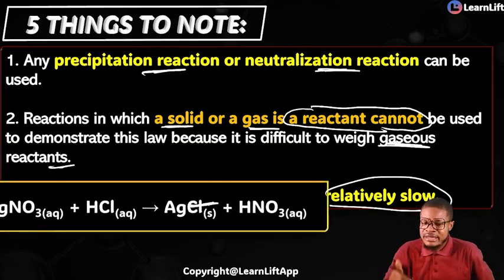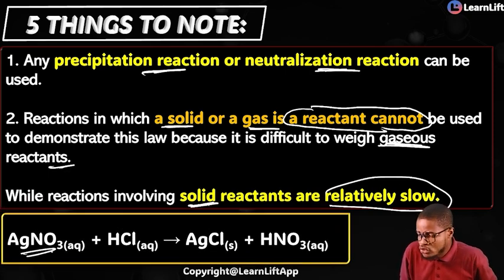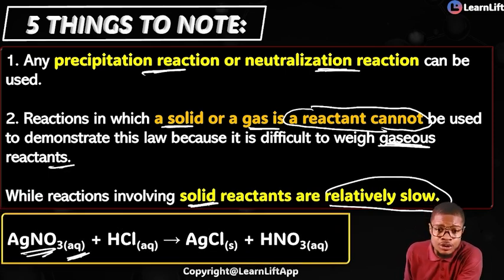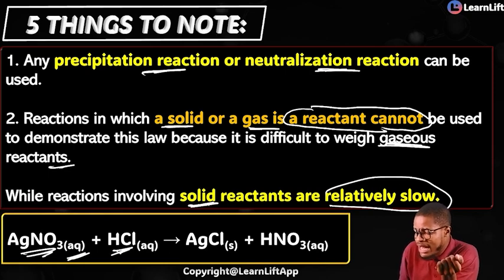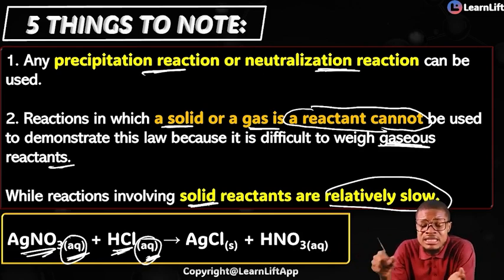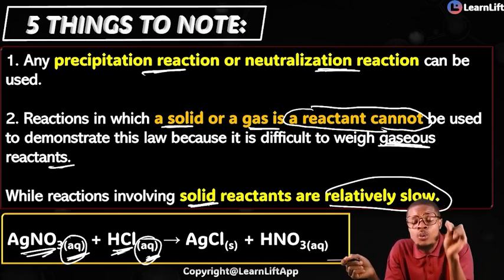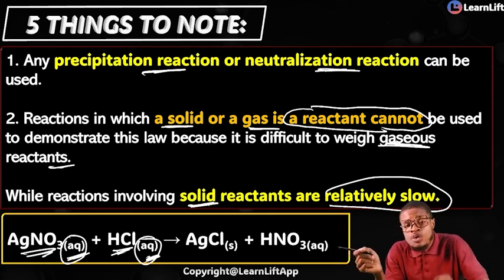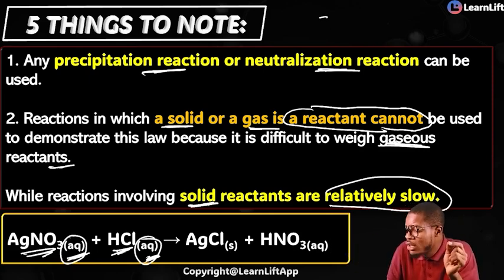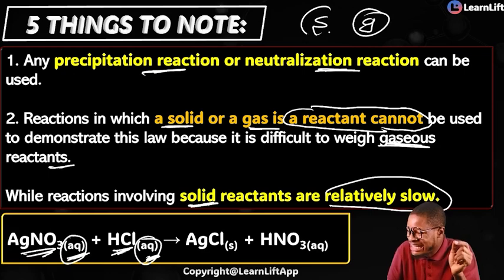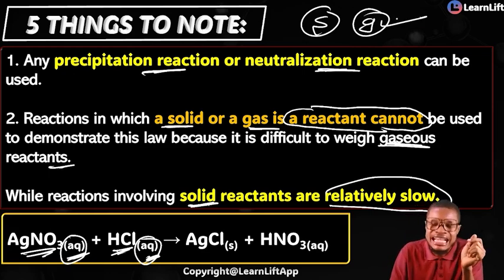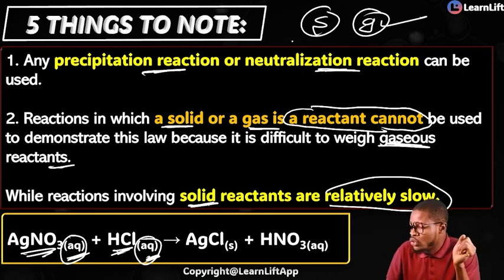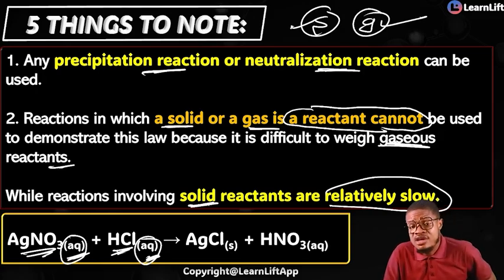Please look at the reaction we're giving. Your silver trioxonitrate(V), aqueous. Is that not what we used? Yes. This guy, dilute HCl, aqueous. If you watch, the 2 reactants are aqueous. So we are good to go. If it is liquid, we are also good to go. But we cannot use whatever is solid or gas as reactants. You can't weigh gaseous reactants, and your solids, their reactions are very, very slow.